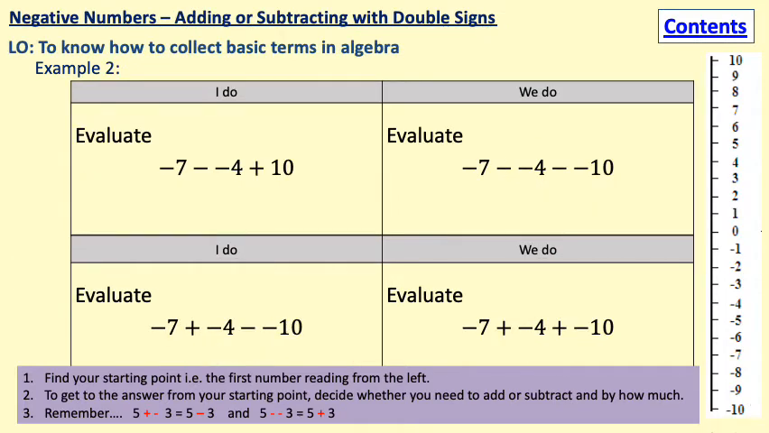Let's have a look at some tricky ones. So we end up with a start point of -7. We're then going to add 4 and add 10. So if we have -7 and we add 4, we're going to move up to -3. If we then add 10, we're going to move all the way up to +7. So pause the video now and give yourselves 30 seconds to try and solve this first we-do.